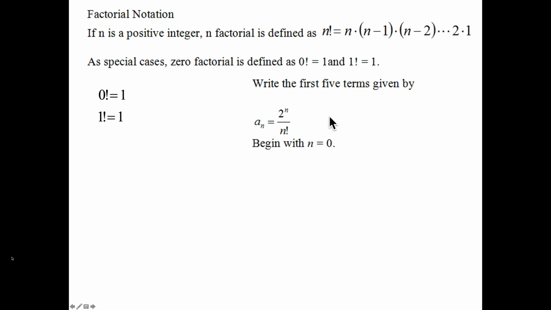Our next special sequence is called factorials. And factorial notation is when your n variable, it has to be a positive integer, and you're going to use an exclamation point next to it. That's called a factorial symbol. What that means is that you start at n, and then you multiply it by the next positive number smaller than n, which is n minus 1, then n minus 2, all the way down till you get to a 1. We have two special cases. 0 factorial is 1, and 1 factorial is 1.